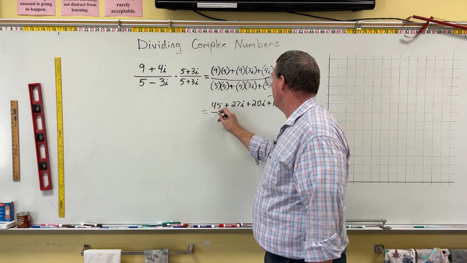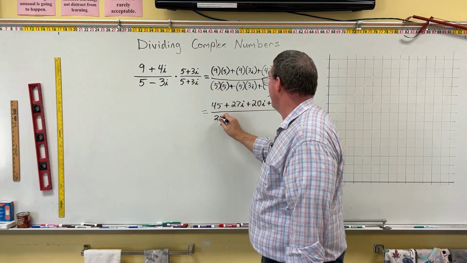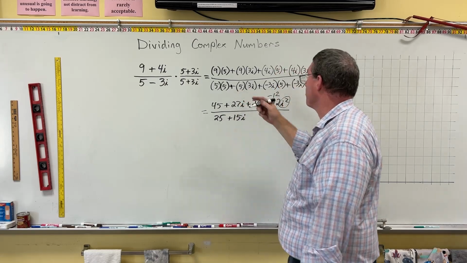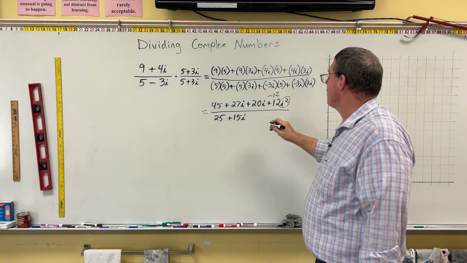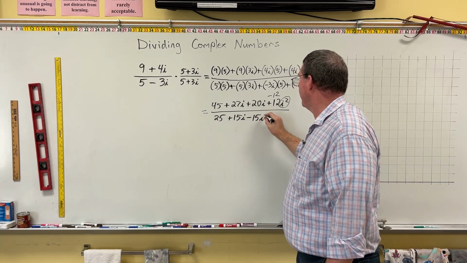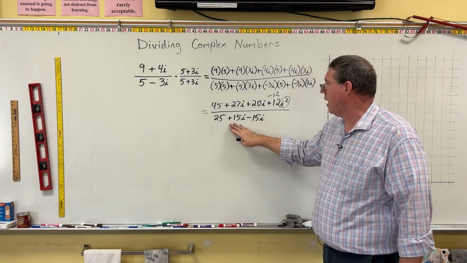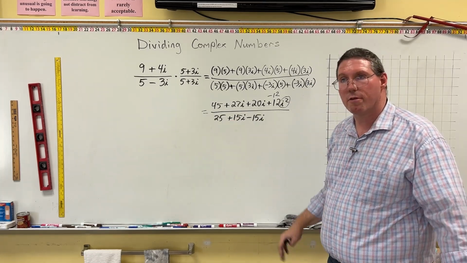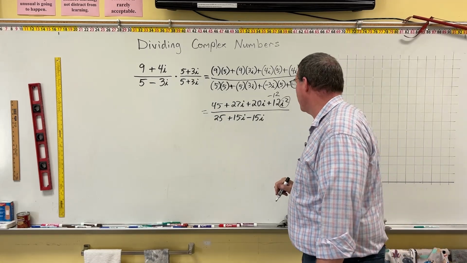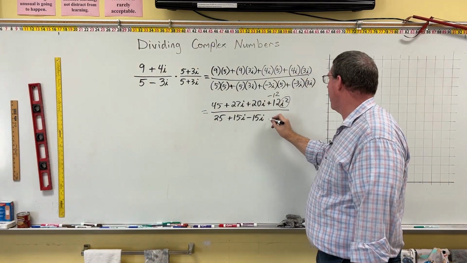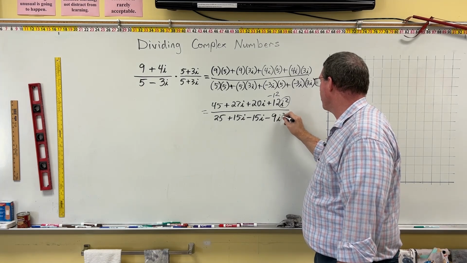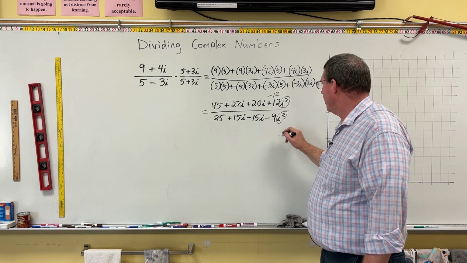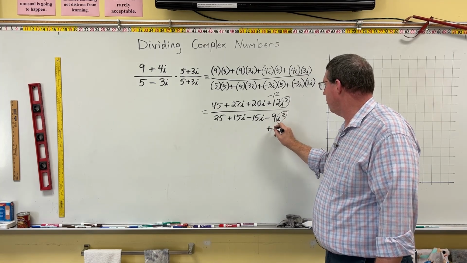Okay? Over 5 times 5 is 25, plus 5 times 3 is 15i. And then negative 3i times 5 is minus 15i, and once again, the middle is going to cancel. We have plus 15i minus 15i. That middle always cancels if we do this procedure in dividing complex numbers. Then we have negative 3i times 3i is minus 9i squared. And so this i squared is going to become negative 1. That's going to turn this minus 9 into a plus 9.